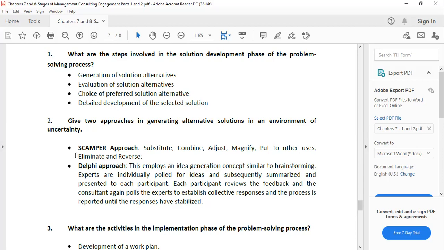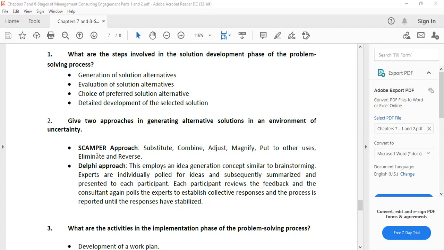For SCAMPER, this stands for substitute, meaning if there are certain options that are no longer workable, we change or replace accordingly. Next is combine. Some approaches or options can be mixed or consolidated with each other. Adjust, if there would be some modifications or improvements to be done while we are doing it. Magnify is to increase the scope or the degree or extent of a particular solution. It's also possible that a solution has a lot of use, so we put them in various uses.